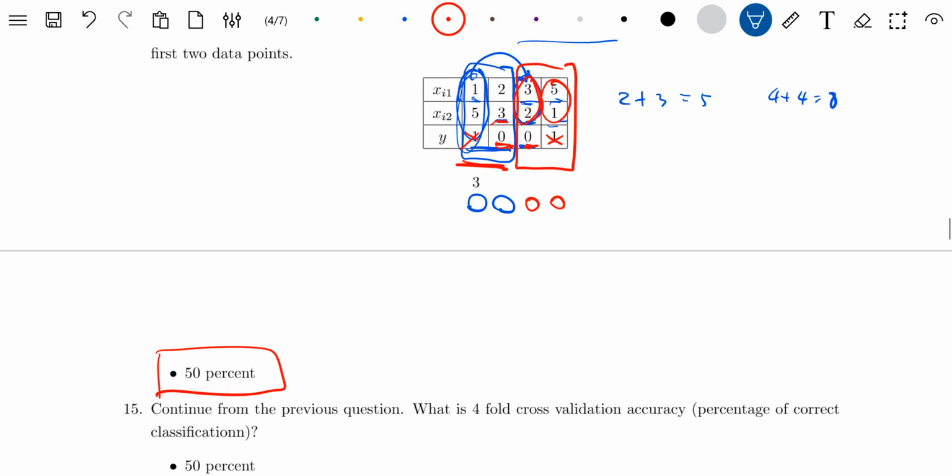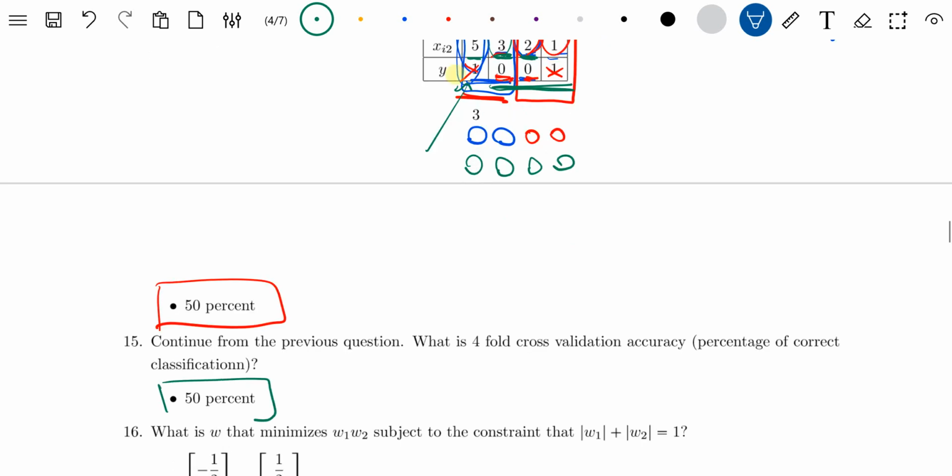And fourfold cross-validation is the same idea. You just take out the first one, train on these three. The nearest neighbor is this, so you classify this as 0. And similarly, you need to compare the distance between this point with this and this point with this. And it turns out that this one is closer, so it's labeled 0 as well. And again, all of them will be labeled 0, so you get 50% correct.